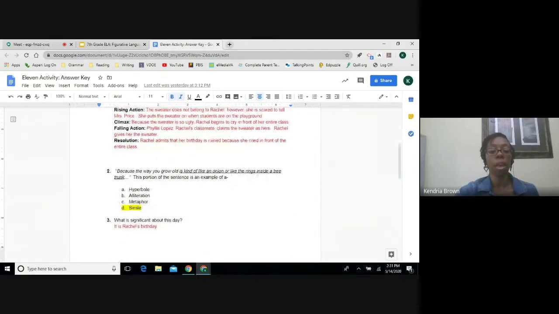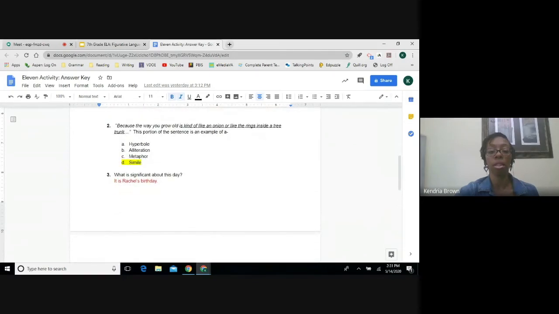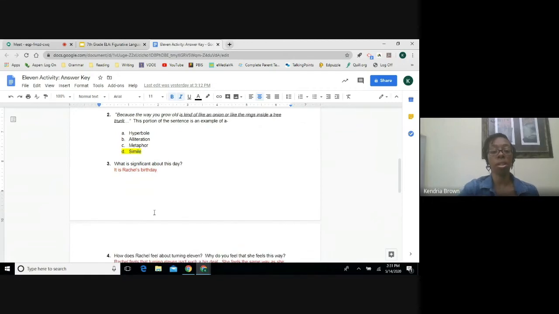Number 2, because the way you grow old is kind of like an onion or like the rings inside of a tree trunk. These are examples of a simile because they both use "like" to make comparisons. So the way you grow is like an onion, or the way you grow is like rings inside of a tree trunk. Number 3, what is significant about this day? It is Rachel's birthday. And if you put her 11th birthday, that's acceptable as well.